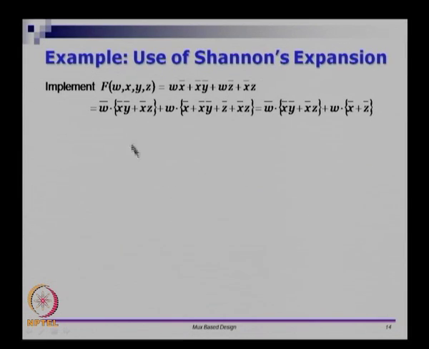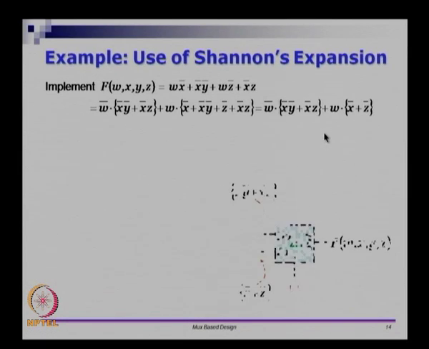You can simplify both of them. x bar y bar plus x bar z remains as it is. This one can be simplified further as x bar plus z bar. So, now you have w bar into f when w is 0 plus w into the function when w is 1. So, you can do it in this form. You give w as a select line, you put x bar y bar plus x bar z at the d naught input, and x bar plus z bar at the d1 input.